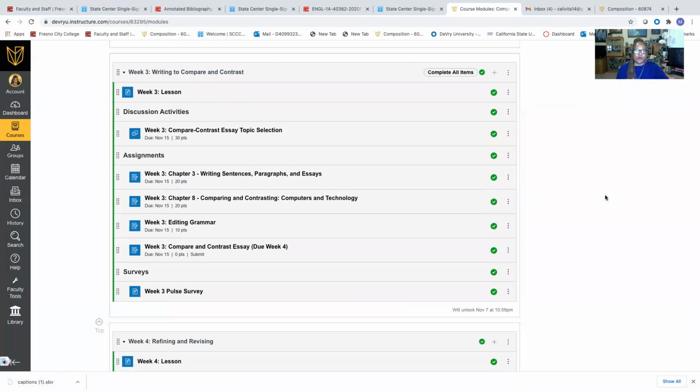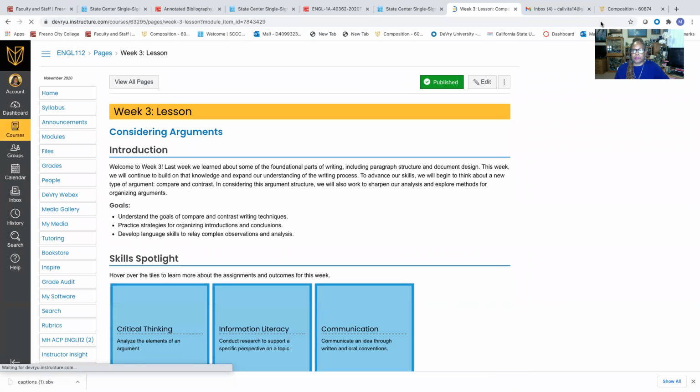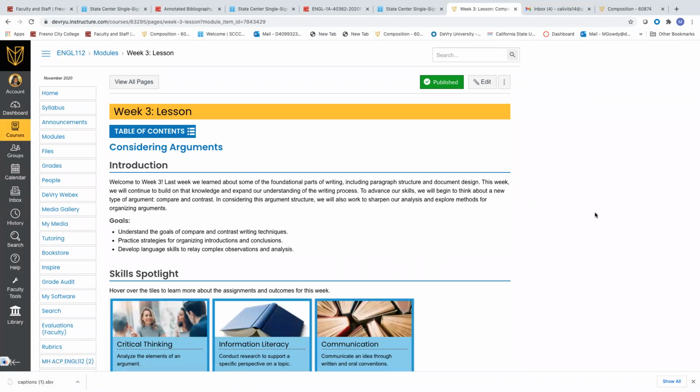So this week we will be talking about writing to compare and contrast. And the lesson for lesson 3, here it is. I have it up for you.